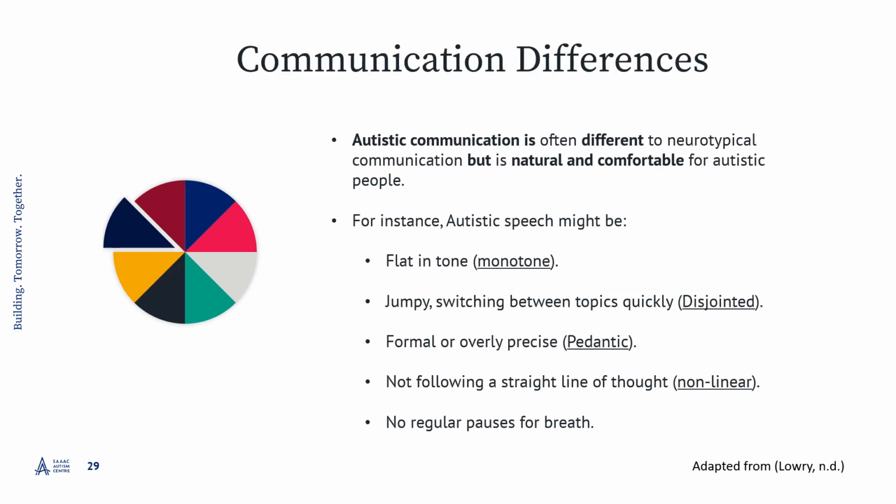The second last trait on the autism wheel is communication differences. Autistic communication is often different to neurotypical communication, but it is natural and comfortable for autistic people. For instance, autistic speech might be flat in tone, monotone, jumpy or switching between topics quickly, disjointed, formal or overly precise, pedantic, not following a straight line of thought, nonlinear, or without pauses for regular breath.